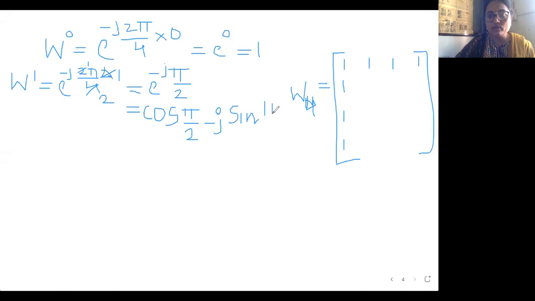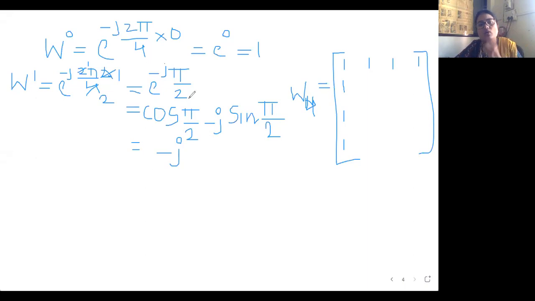Now tell me the value of cos pi by 2 and sin pi by 2. Cos pi by 2 is 0, and sin pi by 2 is 1. These are standard values. Cos pi by 2, 3 pi by 2, 5 pi by 2, all values are always equal to 0. So this is minus j because sin pi by 2 is 1.